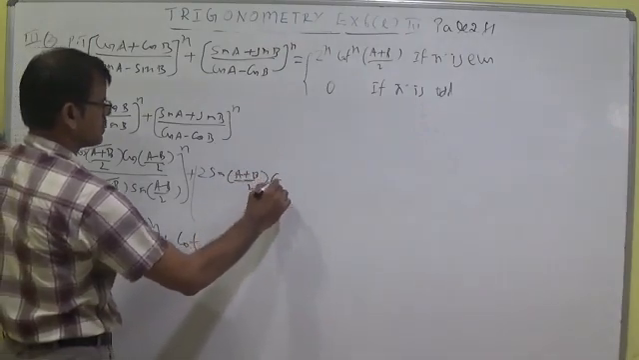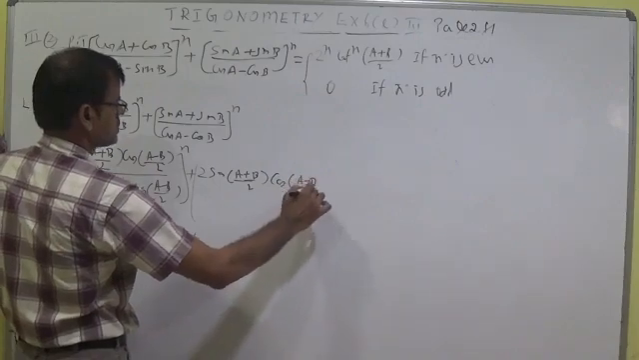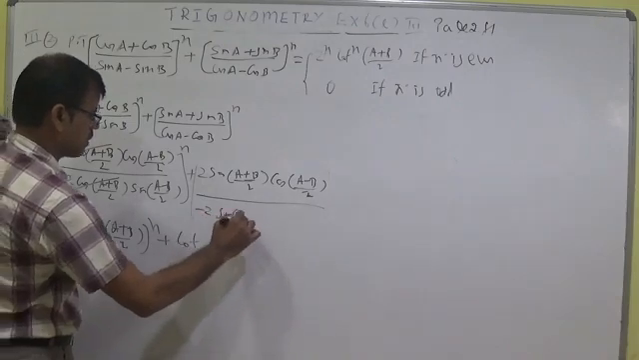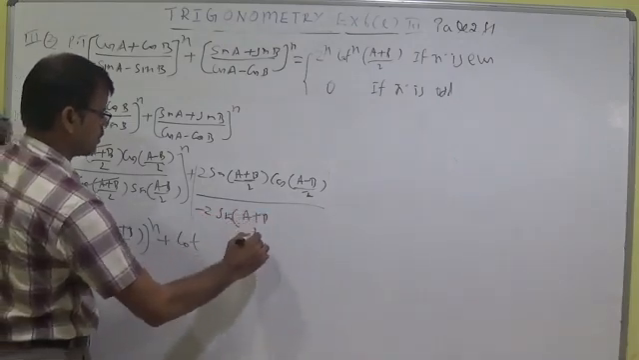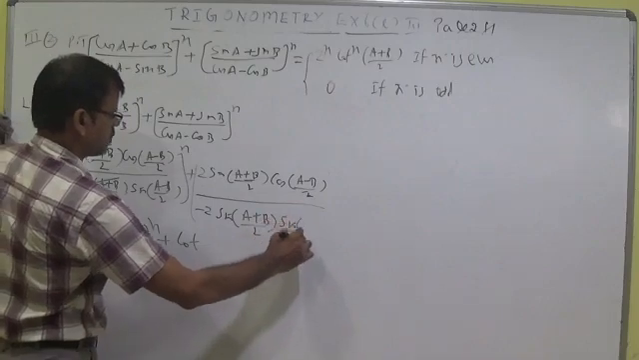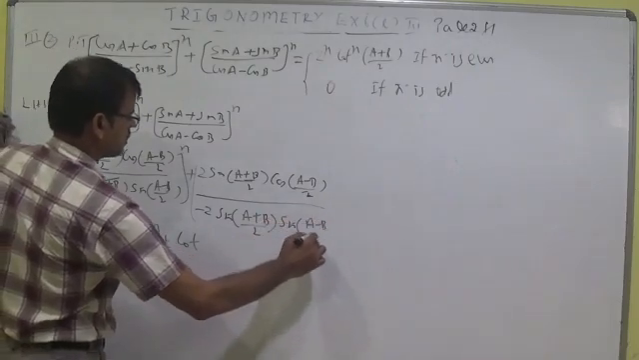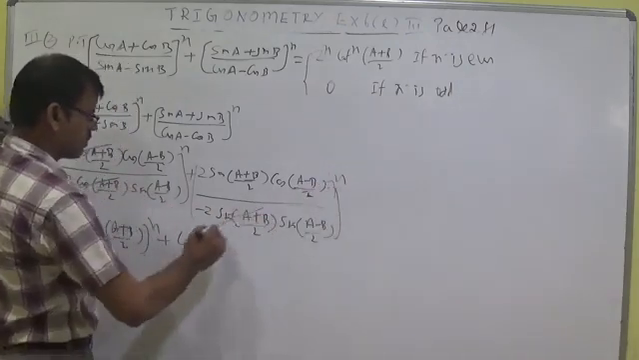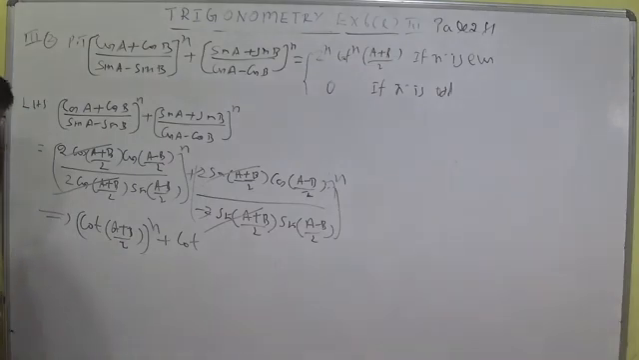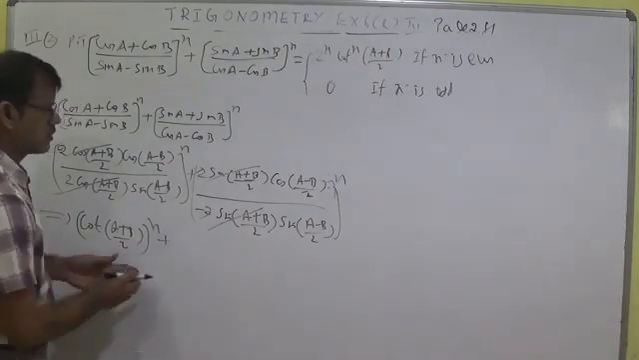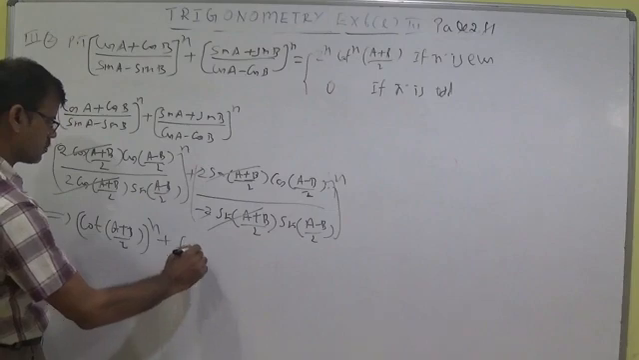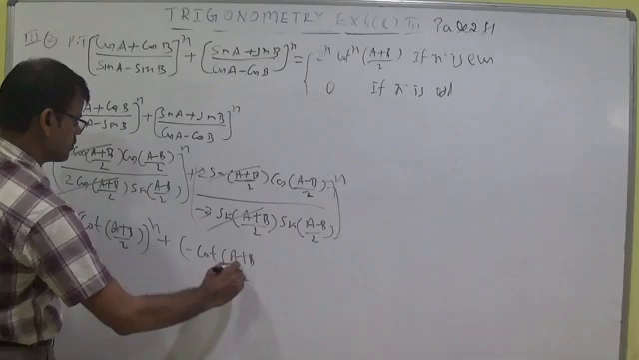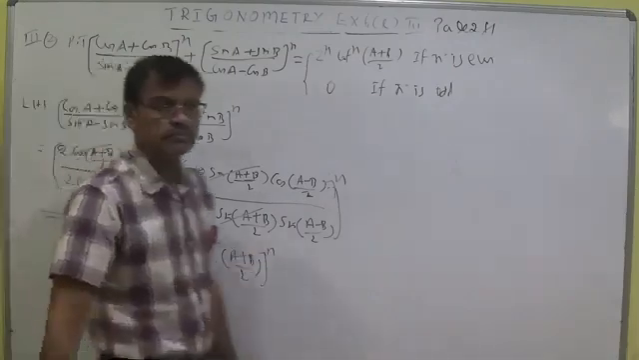So 2 sin of (A plus B) by 2 into cos of (A minus B) by 2, whole, by this formula minus 2 sin of (A plus B) by 2 into sin of (A minus B) by 2, whole power n. Here sin of (A plus B) by 2 gets cancelled along with the 2. Now write like this: cos by sin becomes cot. Put here minus cot of (A plus B) by 2 whole power n.